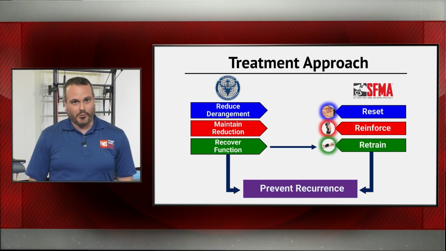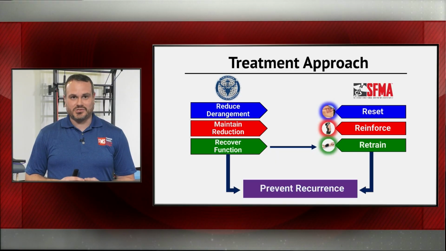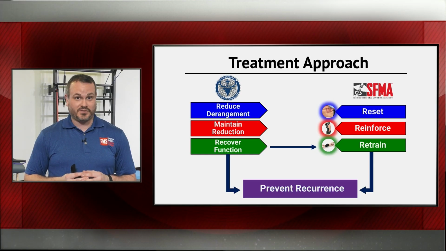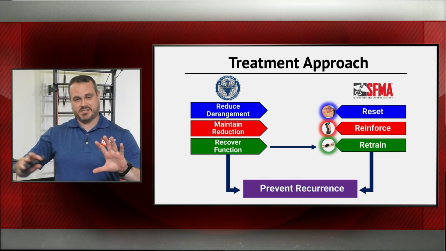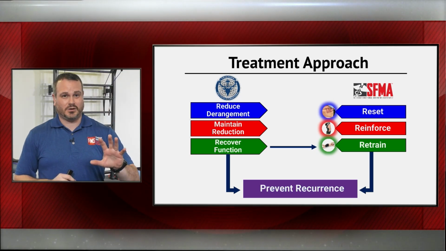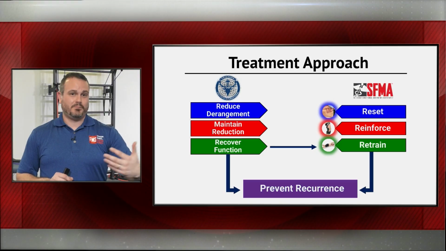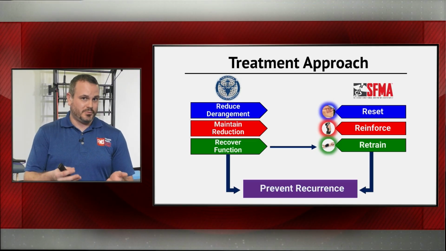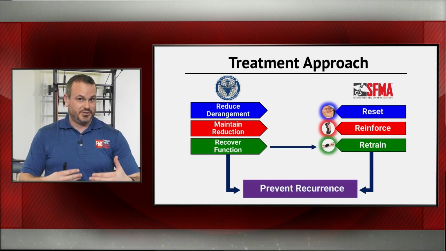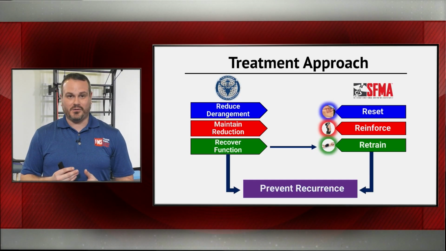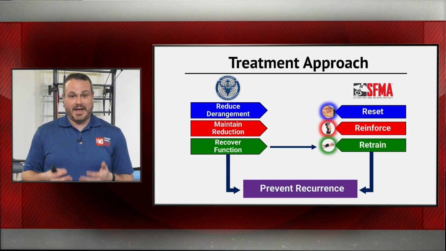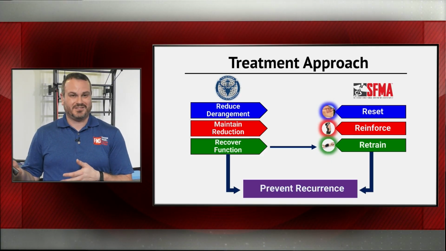Now, most of the times when you are categorizing folks into a direction-specific category, you may have to put the SFMA on the back burner for a couple of visits, and that's totally okay. The evidence-based approach in this may be that they need a true mechanical diagnosis and therapy model where you're going to work through reducing that derangement with the more McKenzie approach, and you may need to take that approach for several sessions. At some point, though, you're going to start peppering in the SFMA.